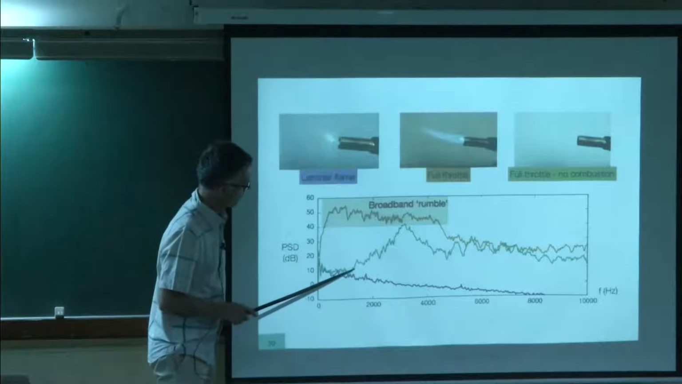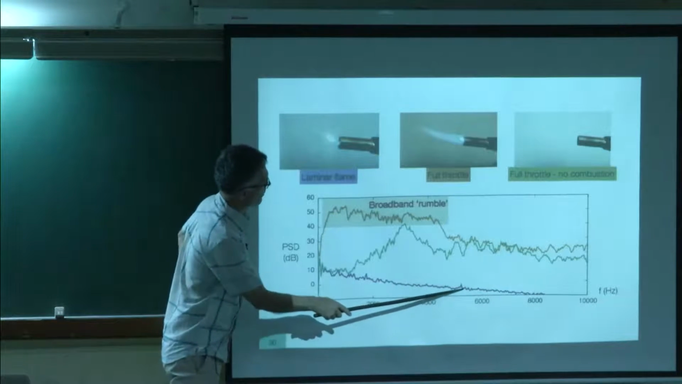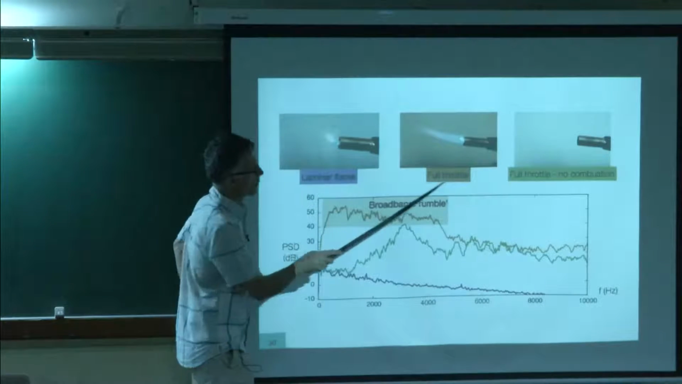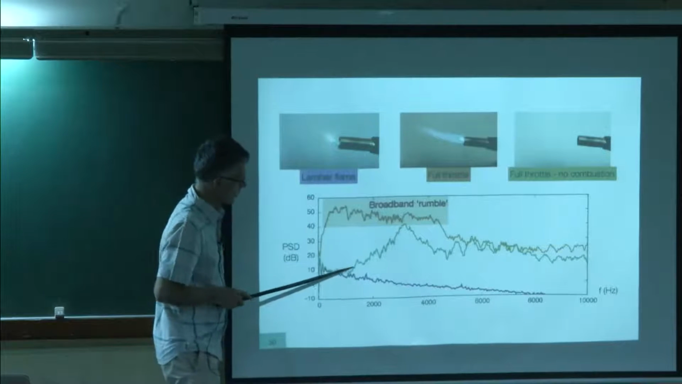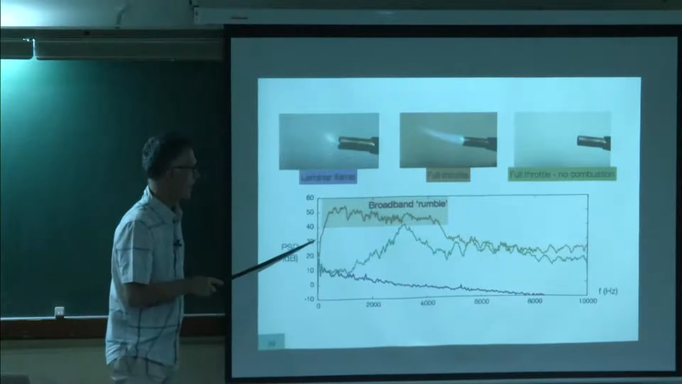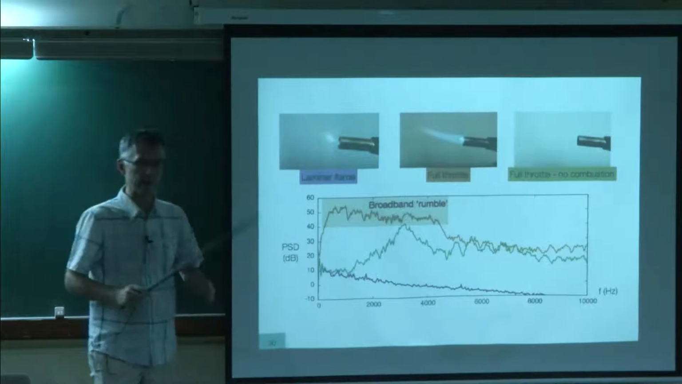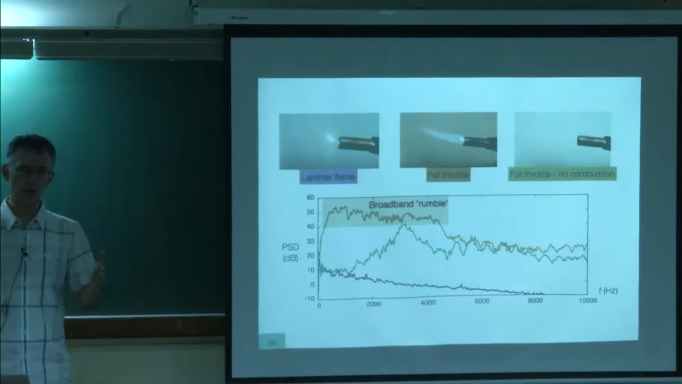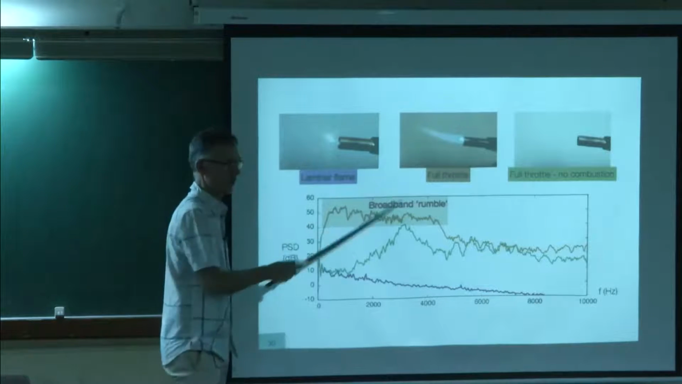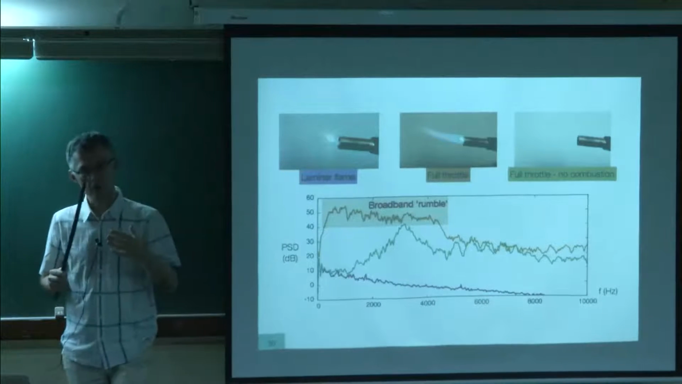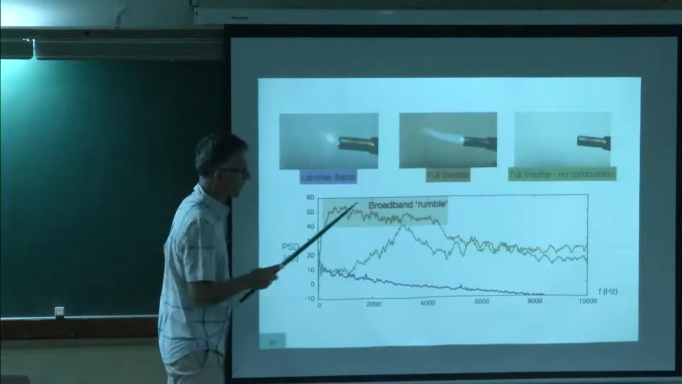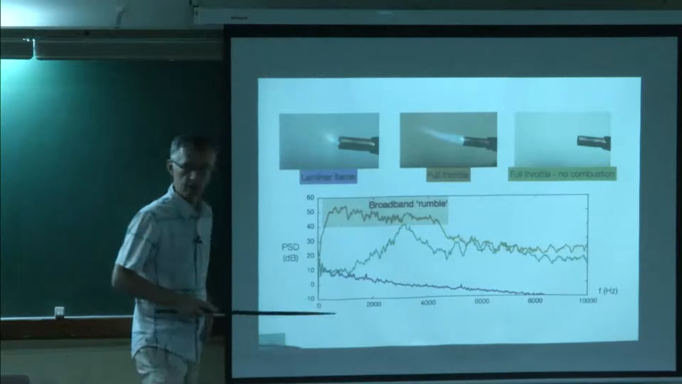This is the noise that you obtain for a laminar flame. When you have the full throttle open but no combustion, this is the noise you have. And when you go to combustion, this is the noise you have. And here you recognize what we really call broadband noise. Broadband noise means no peaks. You have a noise due to turbulence interacting with combustion. You have no resonant peaks, so it has a spectrum which is not flat, but you don't see big peaks here.